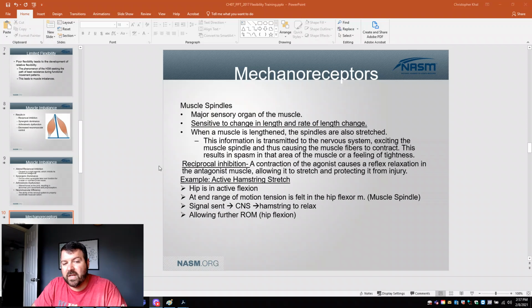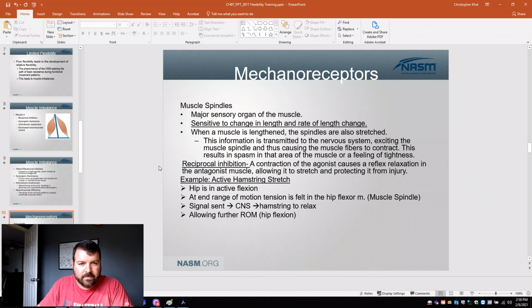So an example is an active hamstring stretch. The hip is in an active flexion. Let's say you're lying on your back and you're taking your leg up with no hands, just lifting it up as far as you can. At the end range of motion, tension is felt in the muscle. The muscle spindles send a signal to the central nervous system, up to the brain, and then back down to tell your hamstrings to relax. That allows for further range of motion. That's just an example.